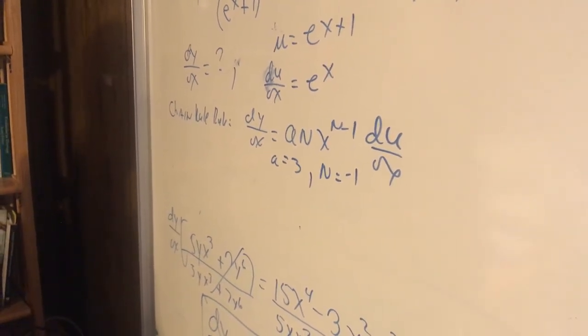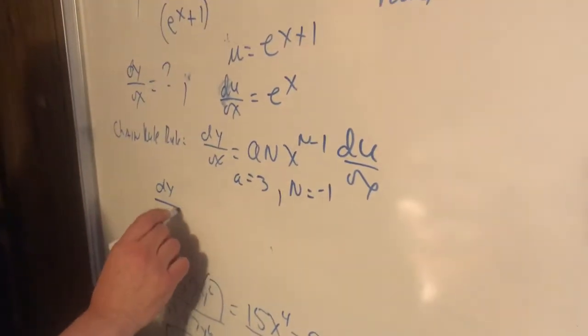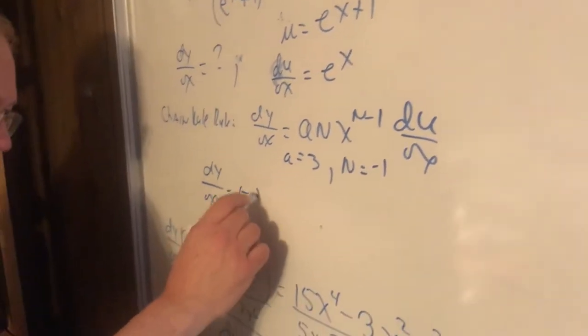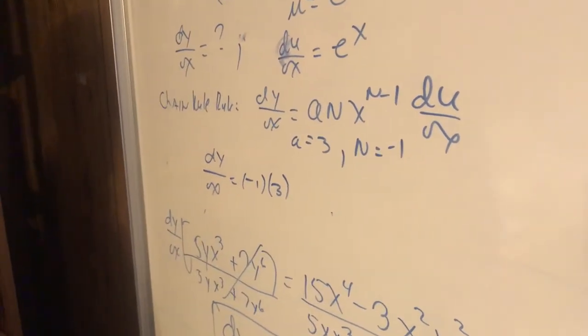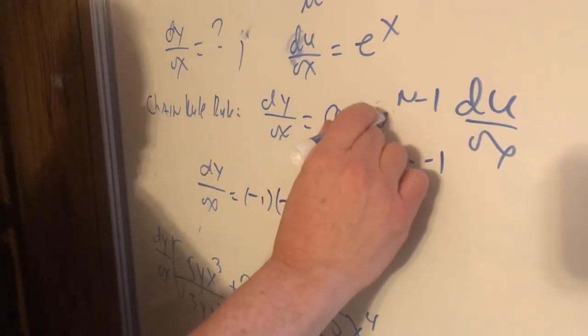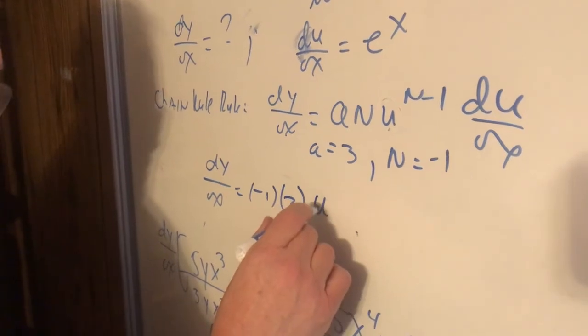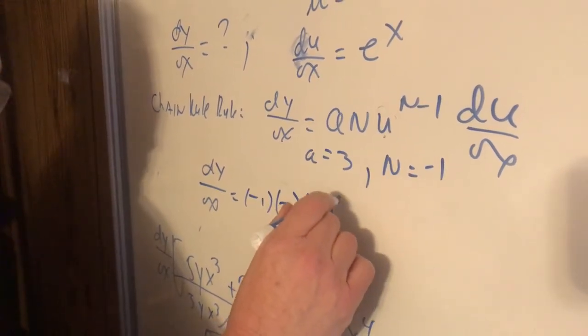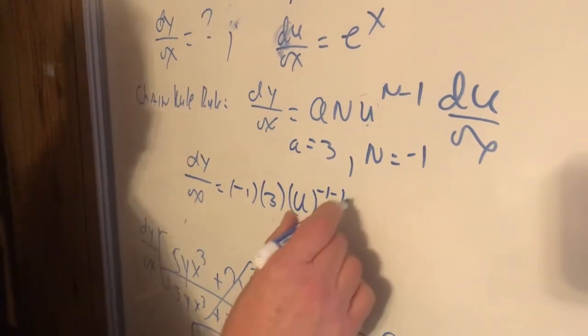And I have u, and so let's substitute it in here. It's going to be minus 1 times 3, and it's going to be u. This is u. I'm sorry, no, not x. This is u. U to the n minus 1. So it's going to be u to the minus 1 minus 1. And du dx is what? E to the x.